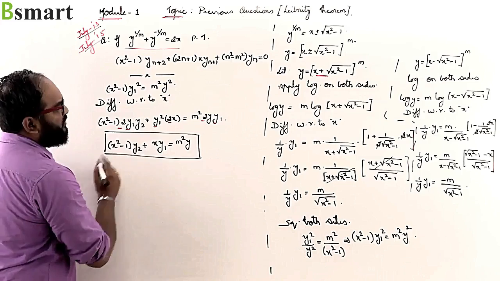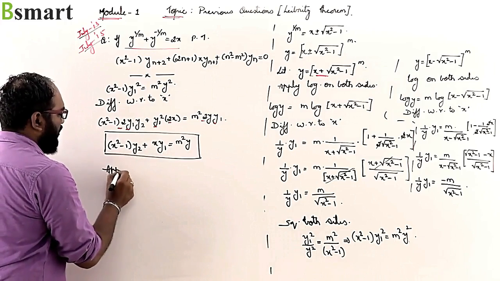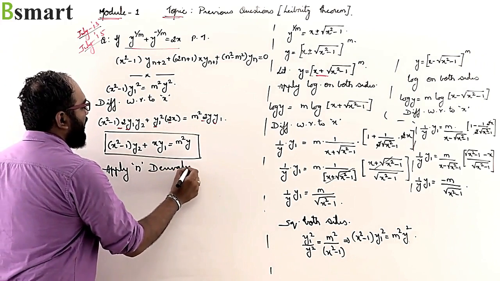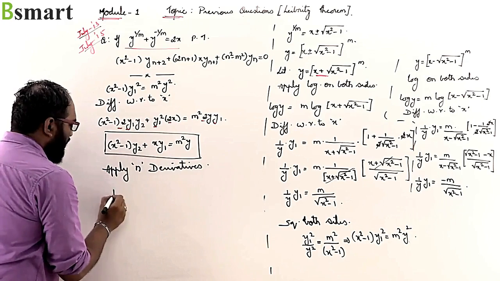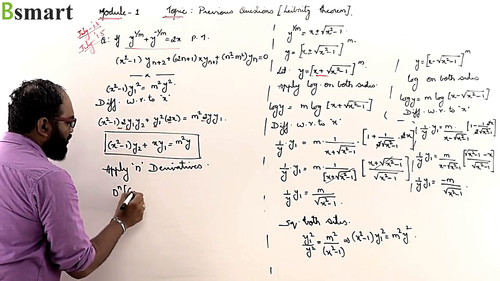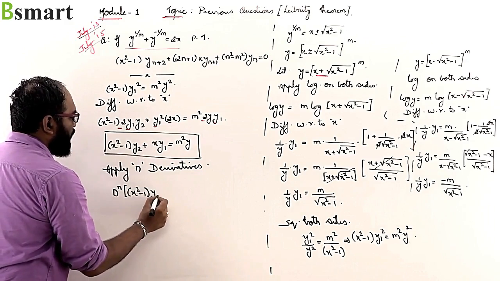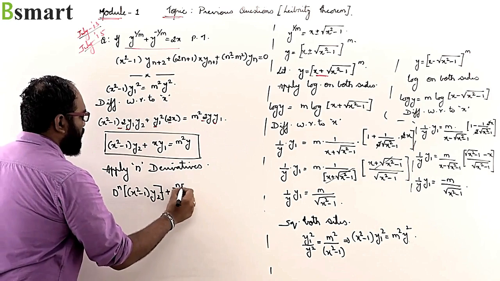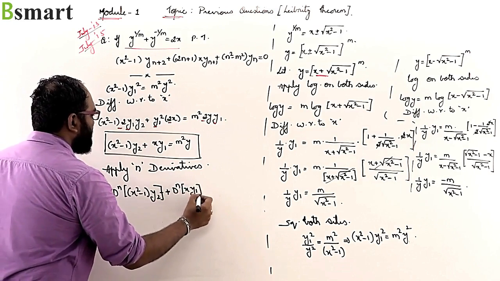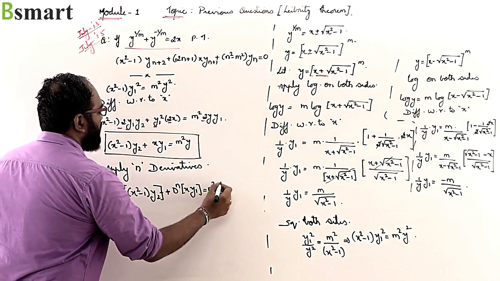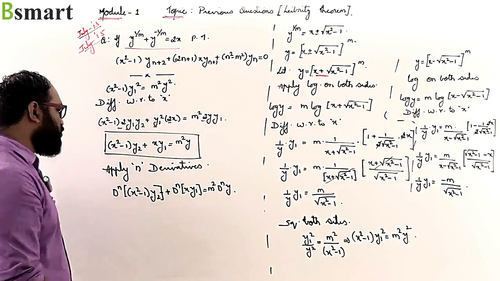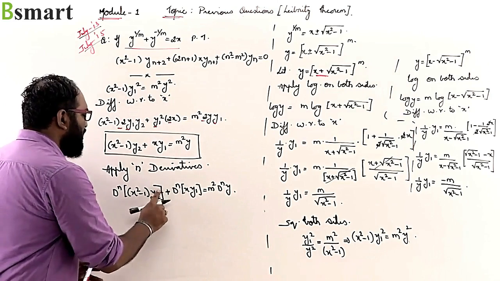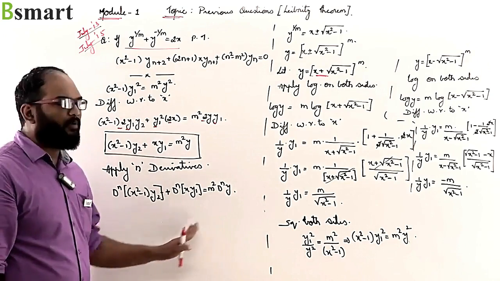Now, in order to get the nth derivative, we apply n derivatives. So that will be d to the power n of x square minus 1 into y2 plus d to the power n of x y1 is equal to m square into d to the power n of y. As we are getting the product of two terms and we are finding the nth derivative, we have to go with Leibniz theorem.